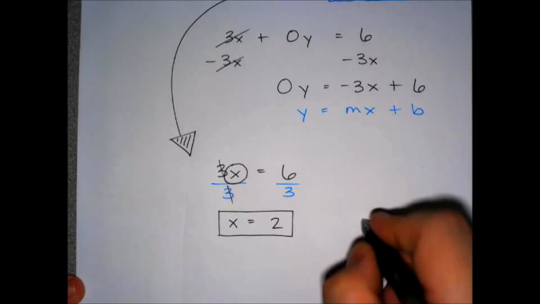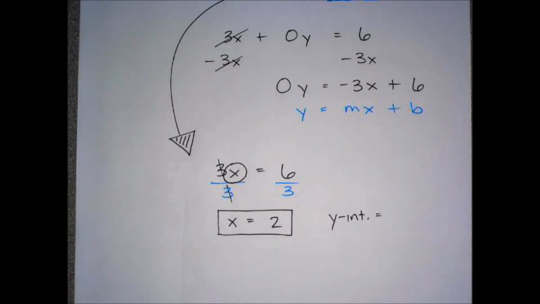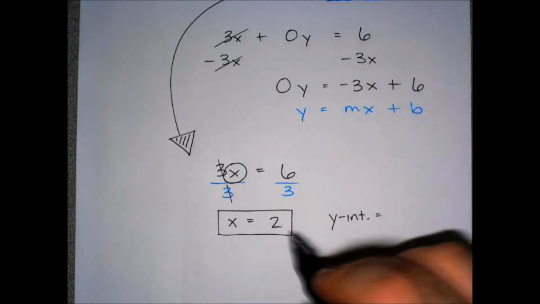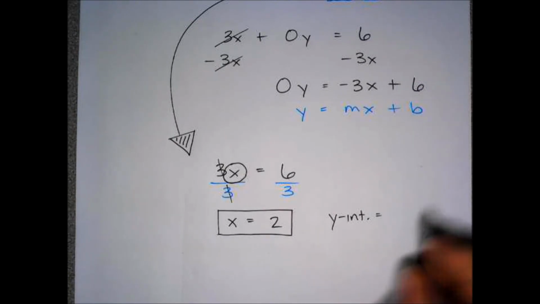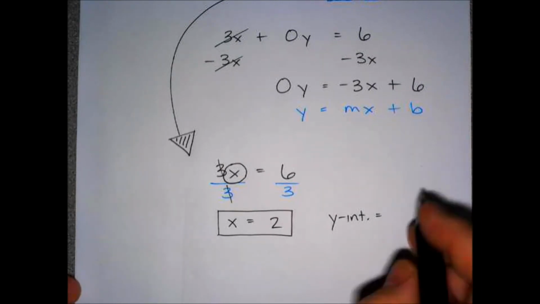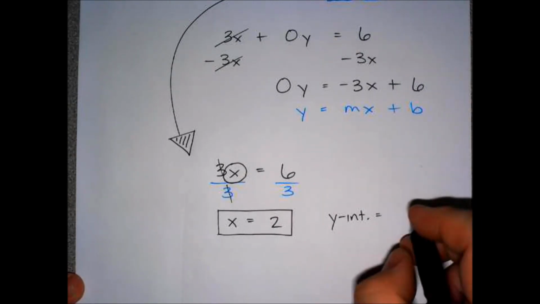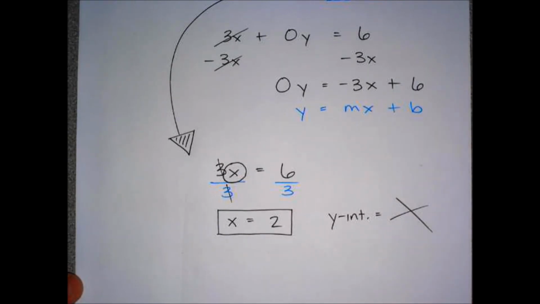Can I ask you what's the y-intercept? What do you think it is? Maybe it's 2. I don't know. Maybe it's 1. Nope, it's none of those. There is no y-intercept. It's not in slope-intercept form. So let's put a big X there. Nope, there's no y-intercept.